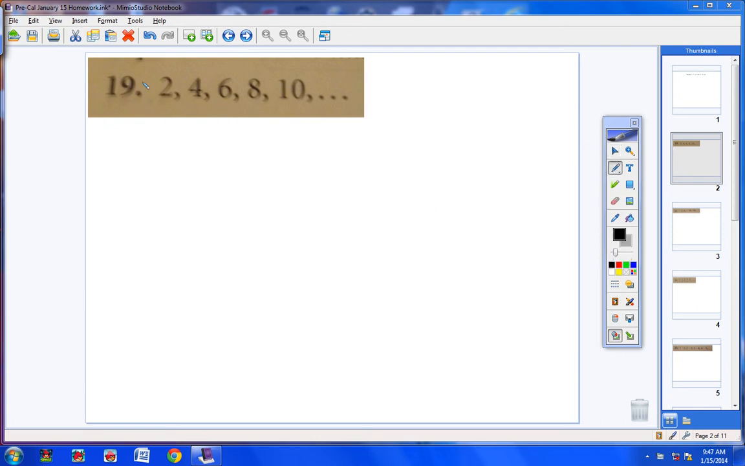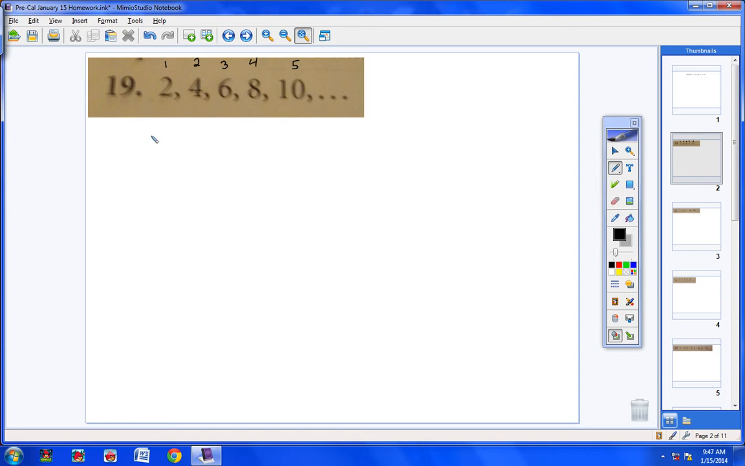On this problem here, what I've encouraged you to do is, first of all, always write the number of the term above each number. Second of all, I've always encouraged you to then try to look for a pattern. For example, here we're adding 2 over and over and over.